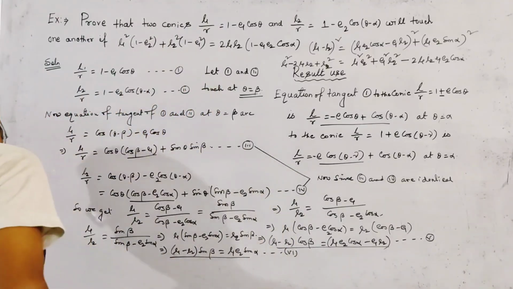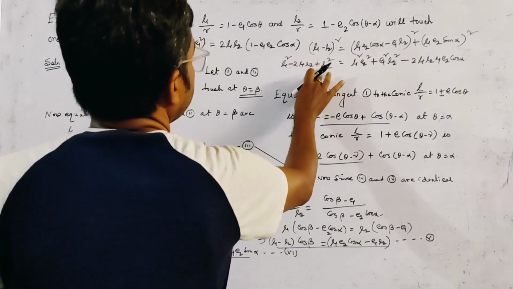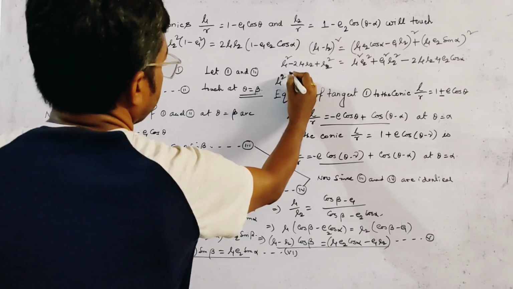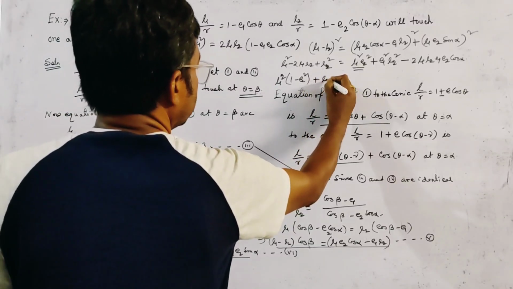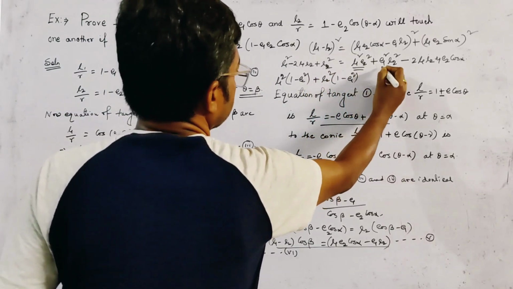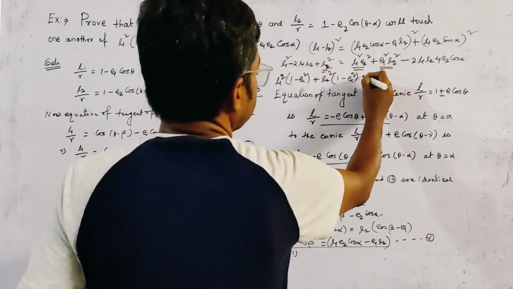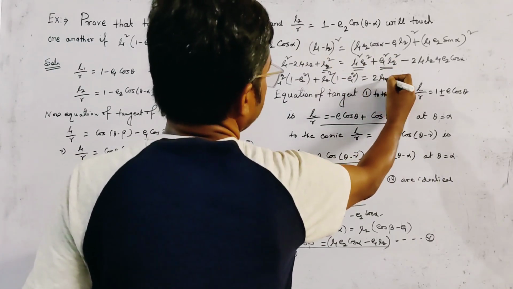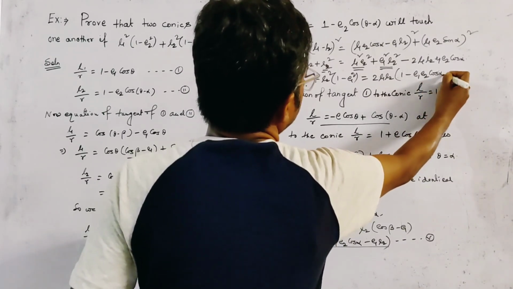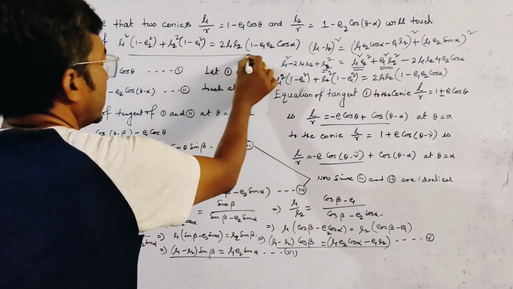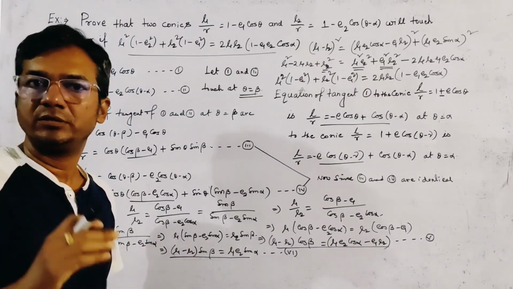We write on one side L1 square into 1 minus E2 square, plus L2 square into 1 minus E1 square, and on the other side we get the result 2 L1 L2 into 1 minus E1 E2 cos alpha. Clearly, this is our required result. Very interesting and important problem of polar equations. Thank you for watching.